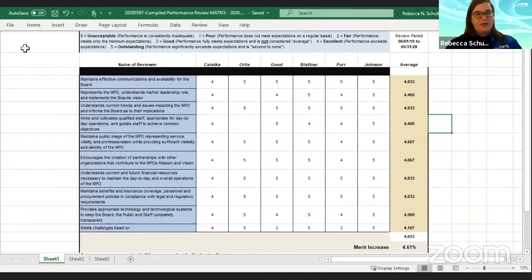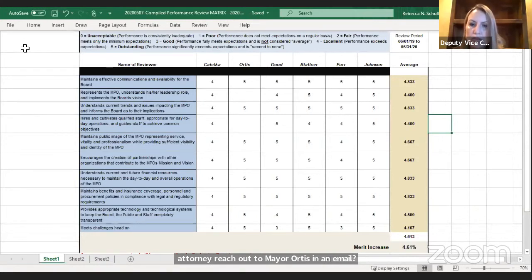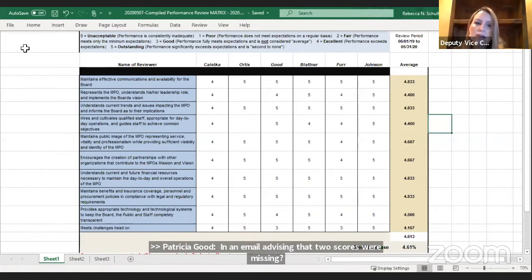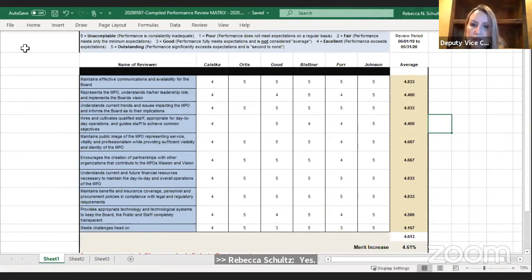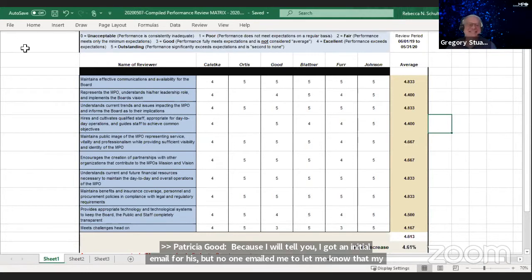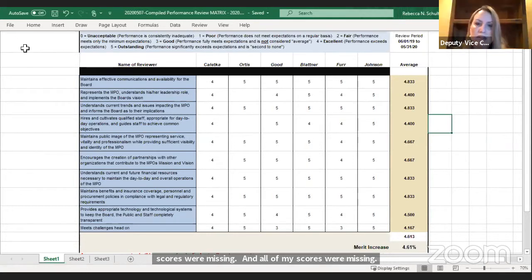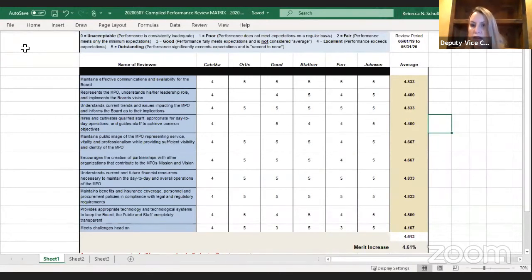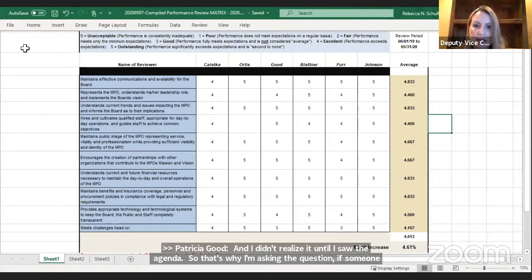Yes, David did multiple times. In an email advising that two scores were missing? Yes. Because I will tell you, I got an initial email for his, but no one emailed me to let me know that my scores were missing, and all of my scores were missing. I didn't realize it till I saw the agenda. So that's why I'm asking if someone specifically reached out in an email to Mayor Ordus advising him that those two scores were missing, and if he responded in any way.